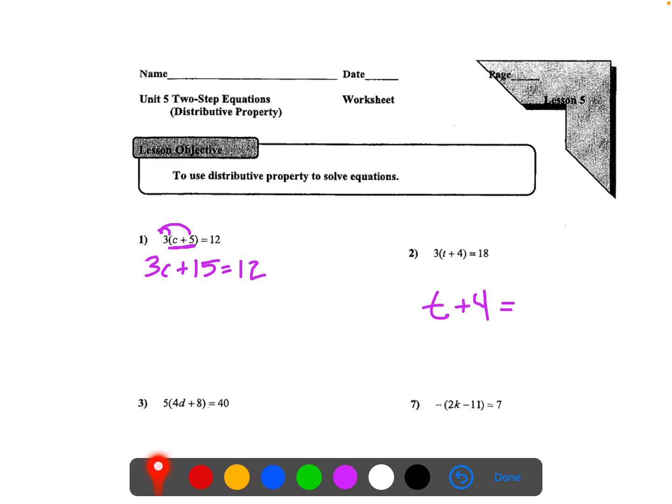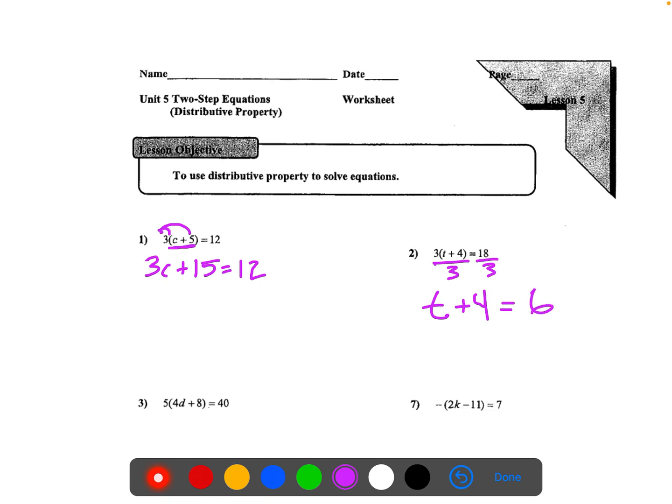To do that, I have to divide. So instead of multiplying by 3, we'll do the inverse, divide this by 3 and balance it over here. And now I'm down to my one group of t plus 4 equals a third of what those 3 groups equaled. 18 divided by 3 is 6.